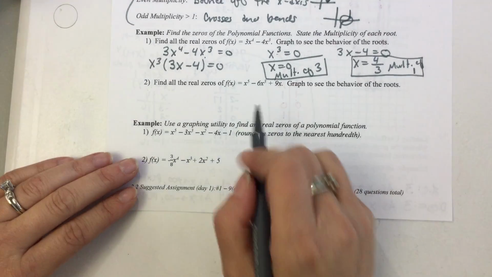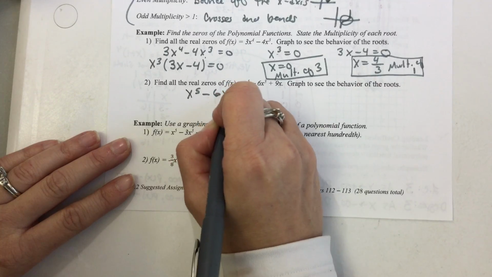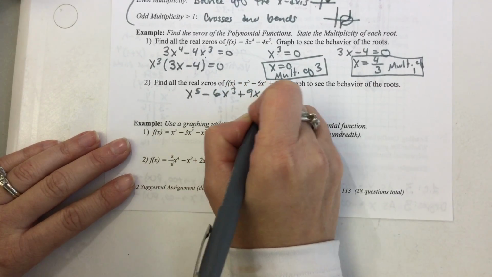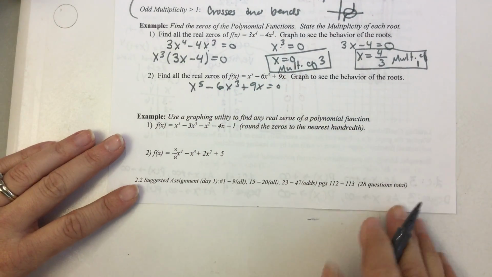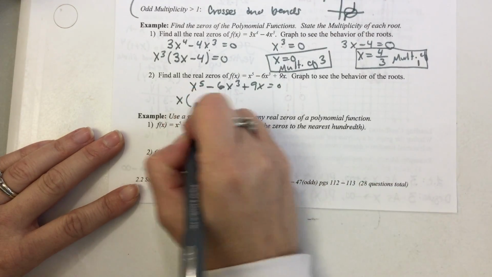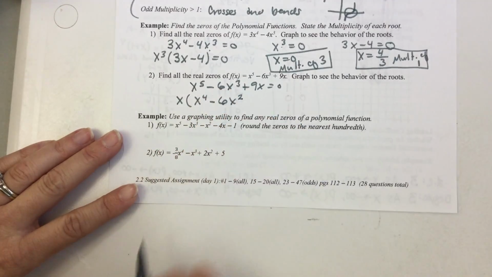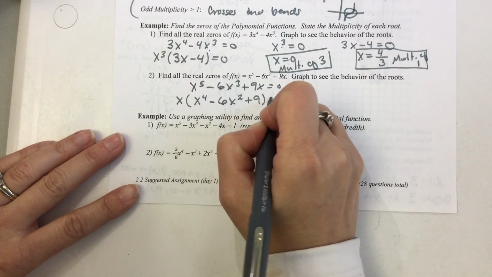Okay, let's do one more. Find all the real zeros. So I set the polynomial equal to 0. Step 1, if I'm going to factor it, I do notice that all of these terms contain an x. So I can take x out, leaving x to the power of 4 minus 6x squared plus 9 equals 0.